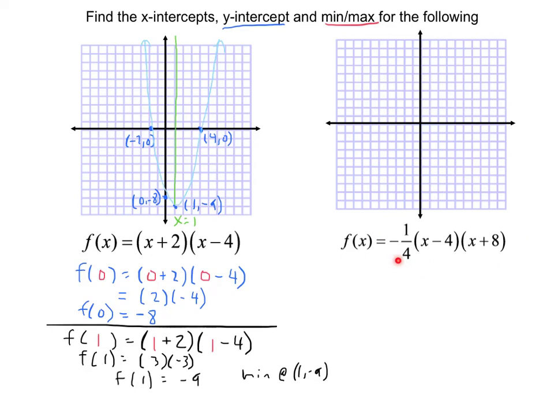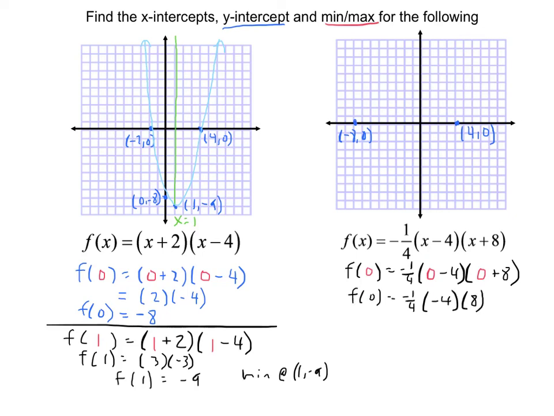Okay, over on this side, just glancing at it, I know, because this is factored form, my roots are at positive 4 and negative 8. Doesn't matter that that's negative. The roots are still positive 4 and negative 8. Plug in 0 for my y-intercept, and start evaluating. Negative 4 times 8, and negative 1/4 times negative 32 is positive 8. So we got a y-intercept at 0, 8.